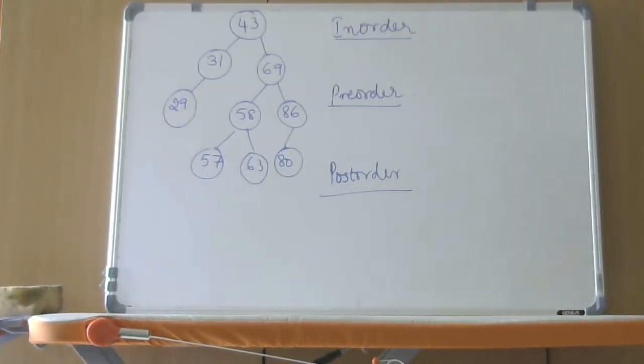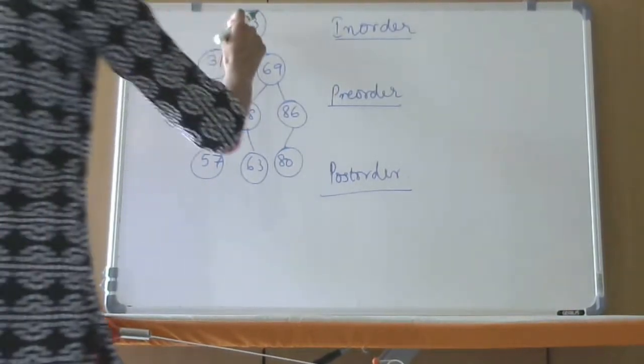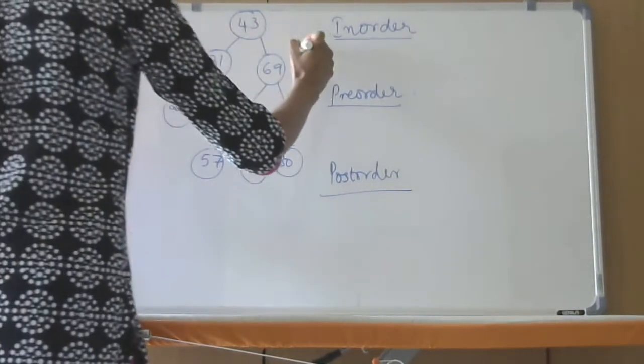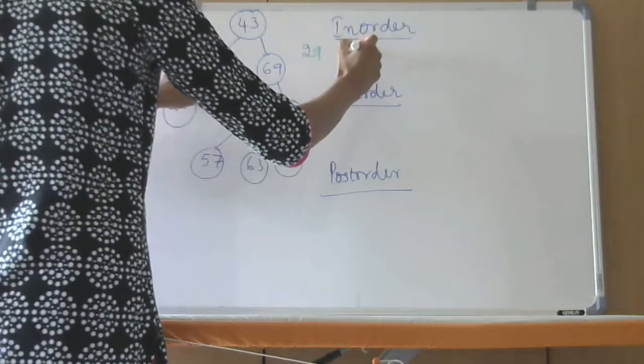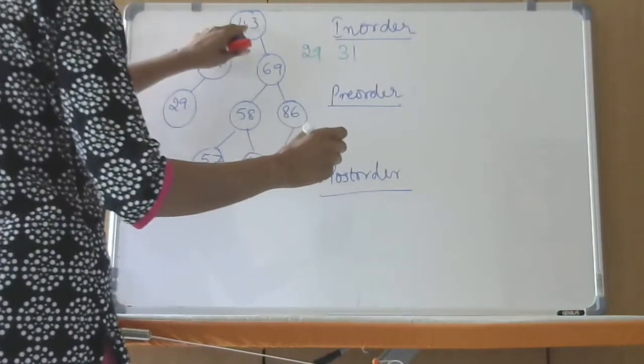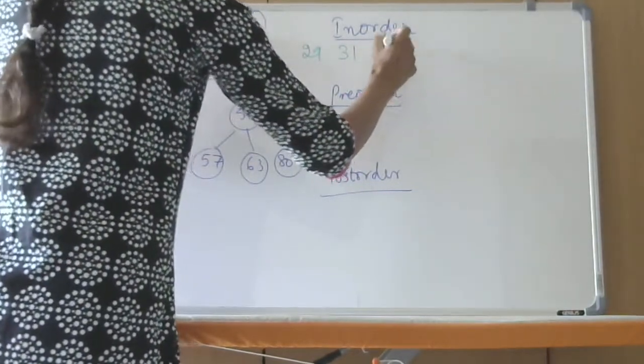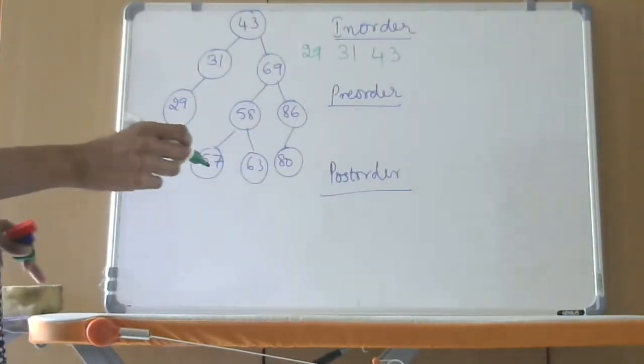43. So in-order is what? Left, root, right. So first I come to left, again left. So I start with 29. Left, root, right. So what is the root? 31. There is no right, so I go up. What is the root? 43. So left is over, root is over. Now I come to right.